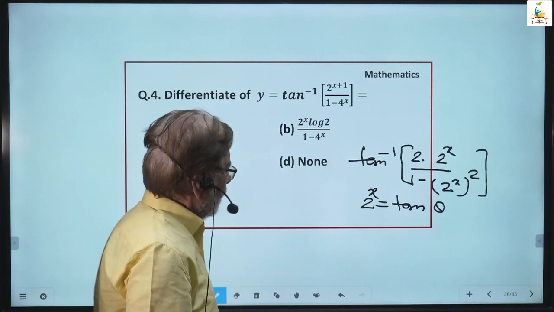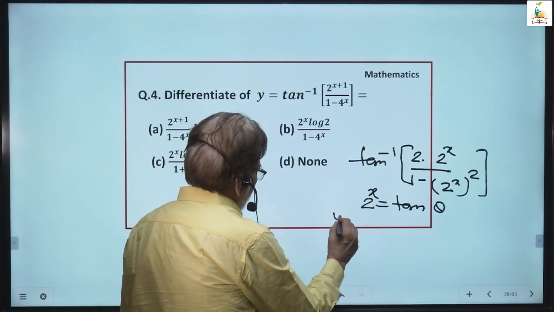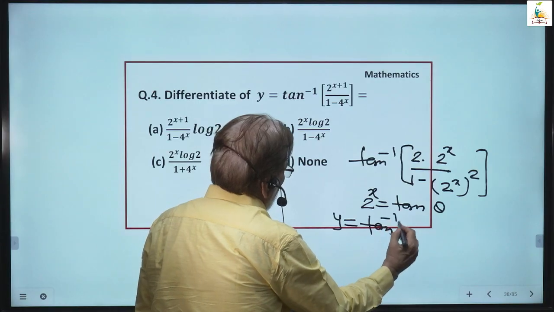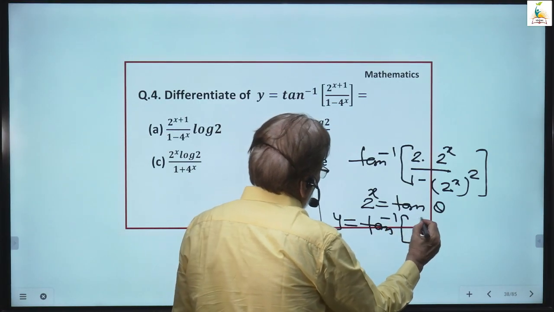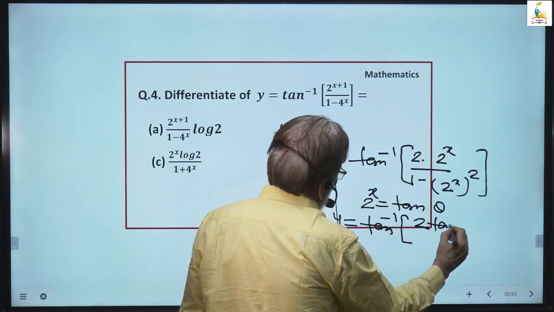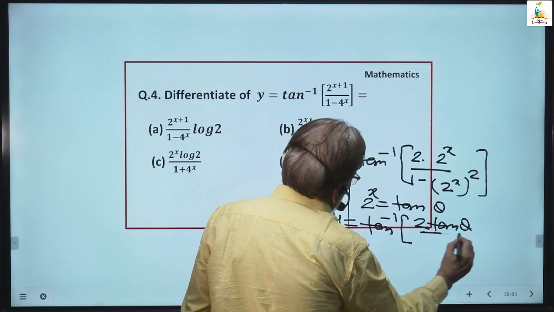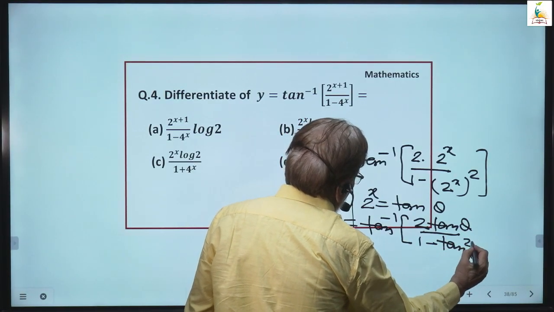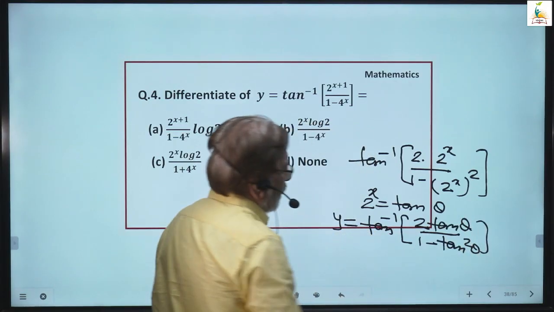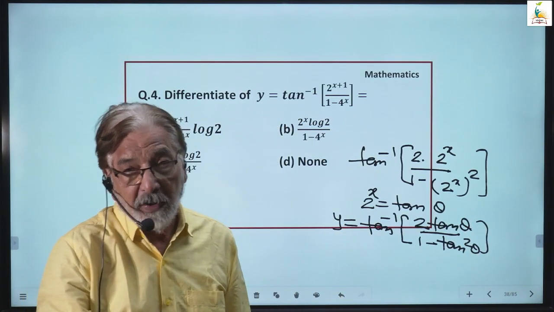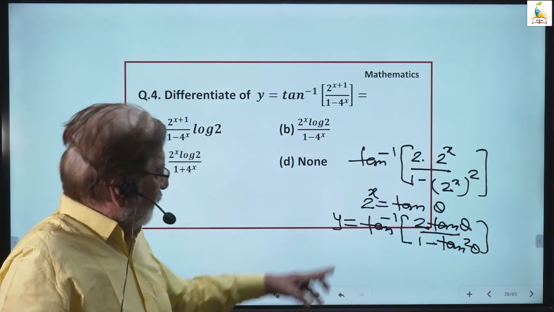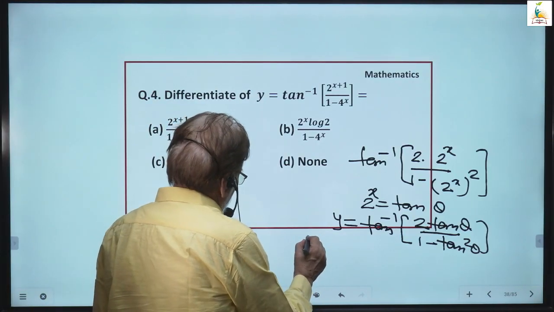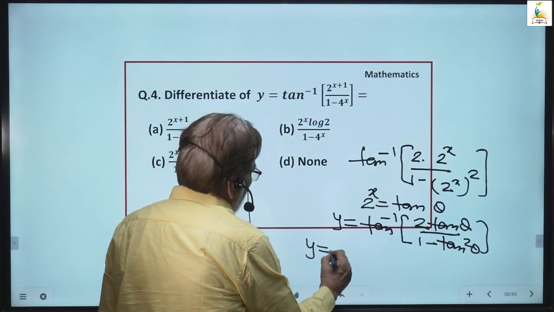Y will be equal to tan inverse 2 tan theta upon 1 minus tan square theta. This 2 tan theta upon 1 minus tan square theta will be equal to tan 2 theta. So we shall get y equal to 2 theta.